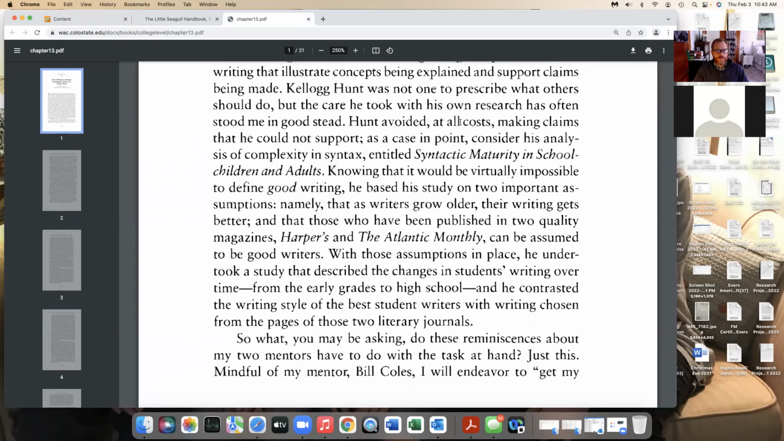You are not the intended audience. So when we look at words like syntactic maturity and school children and adult syntax, the use of the words and language and all that stuff, that's what it's looking at.